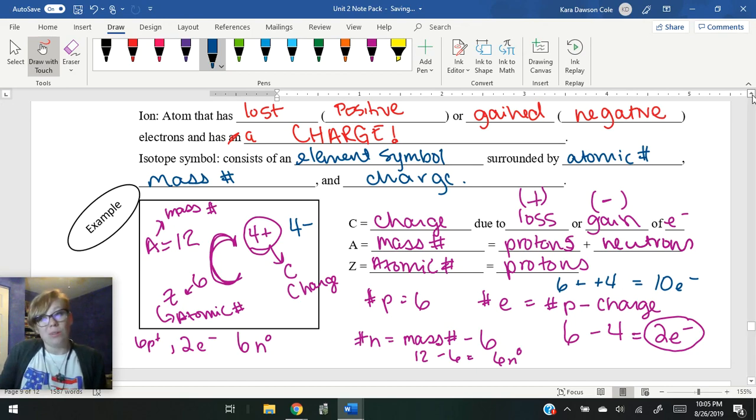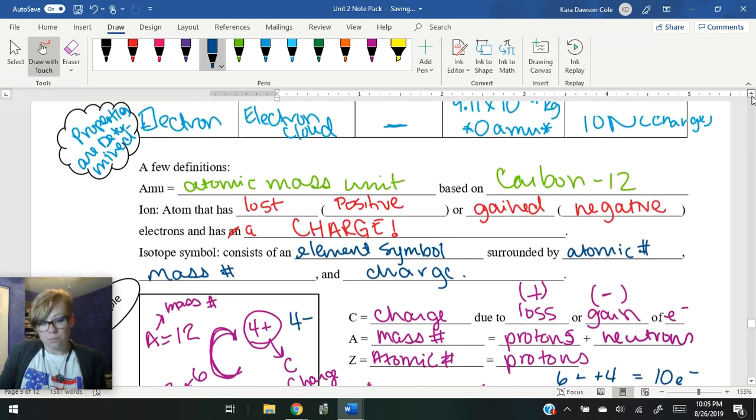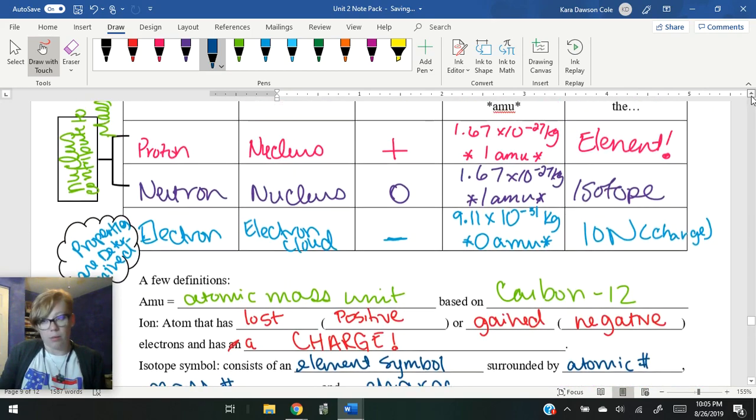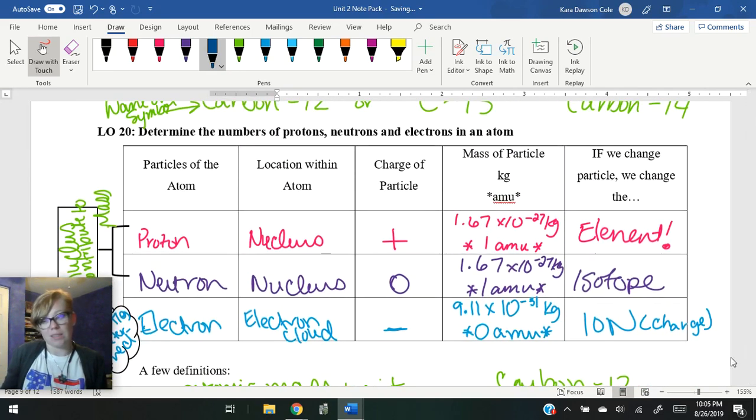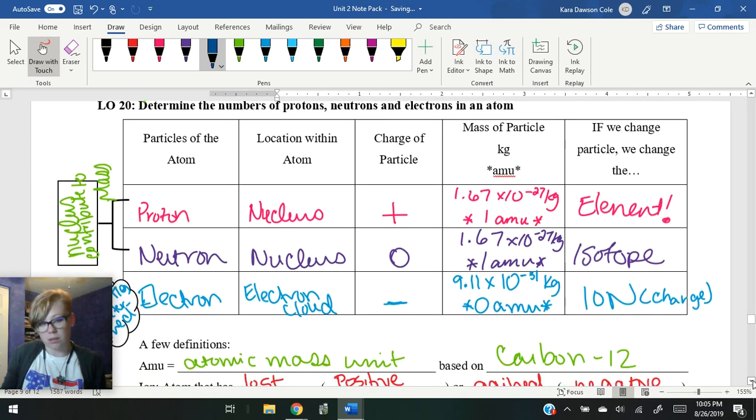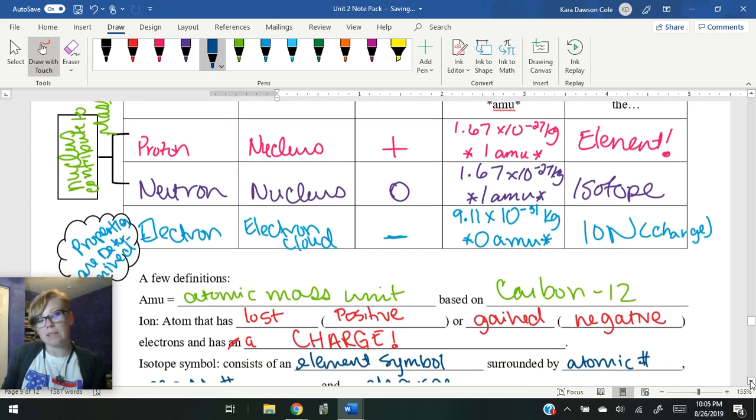That is how you figure out your number of protons, neutrons, and electrons in an atom. So this is learning objective 20, determine the number of protons, neutrons, and electrons in an atom. And this is how you do that.